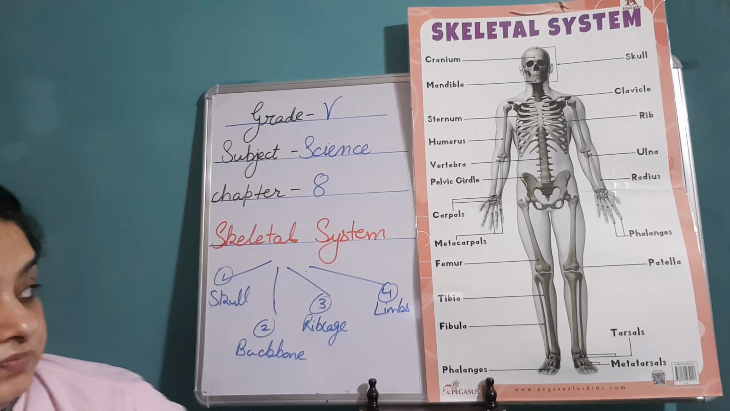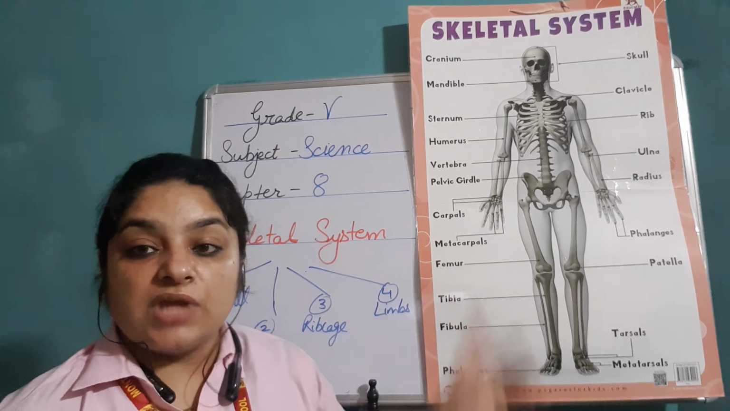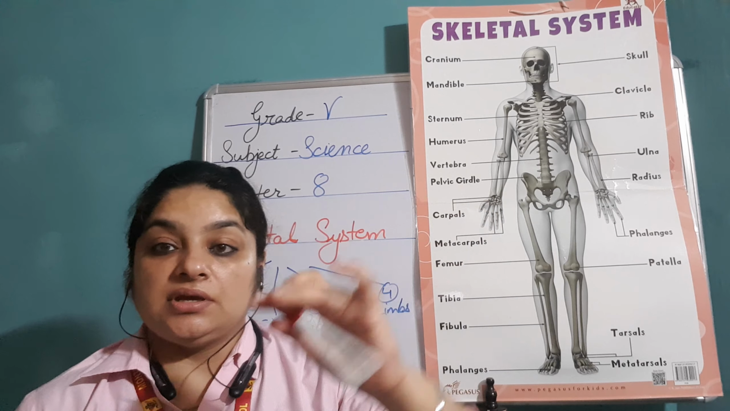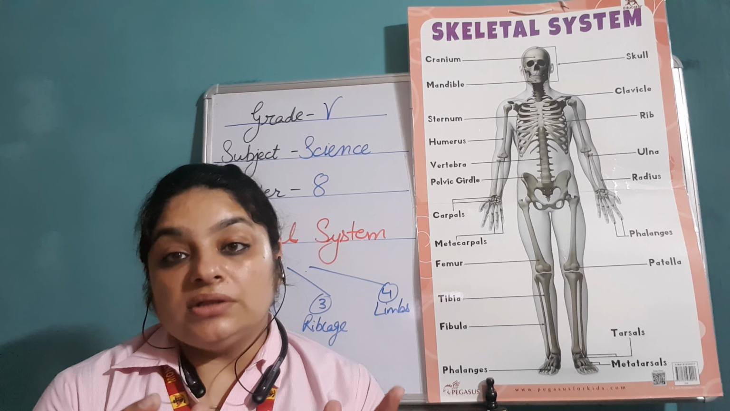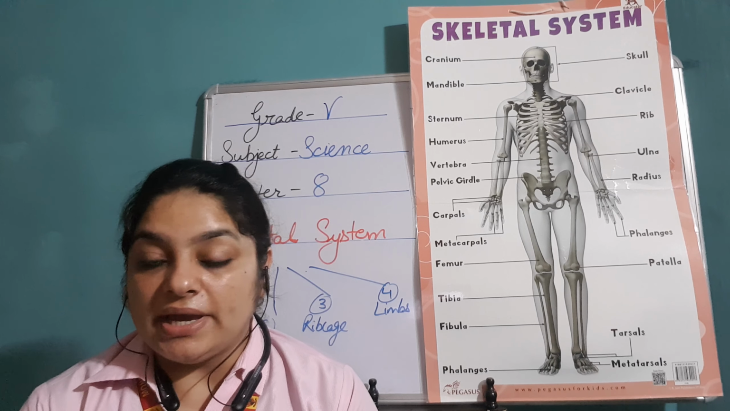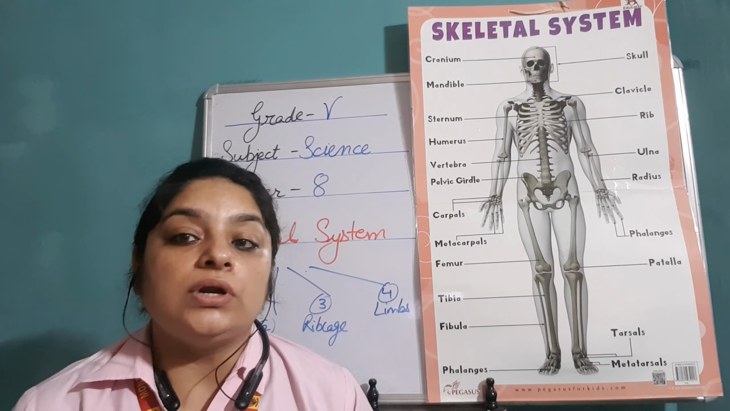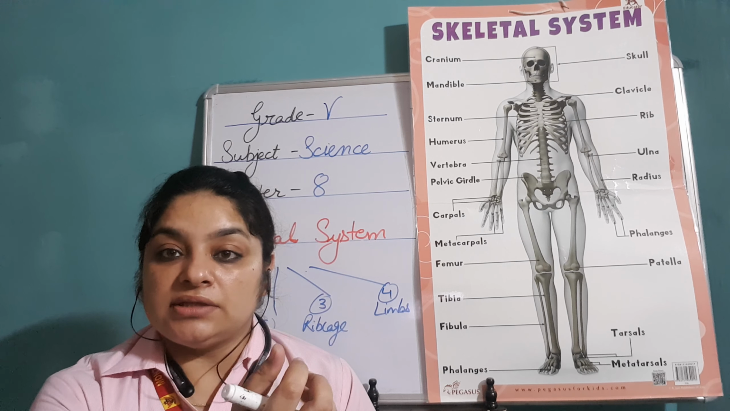Now see, these are known as forelimbs. I want to grip it, I want to lift it, I want to write something, I can do it, all these things. So how can I do it? Only with the help of my forelimbs. So can I say that forelimbs help us in gripping, holding, lifting the things, right?